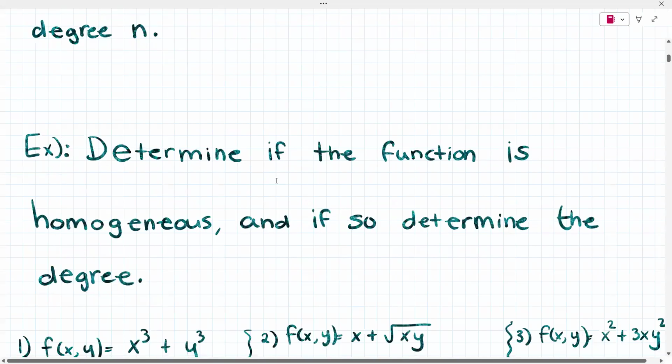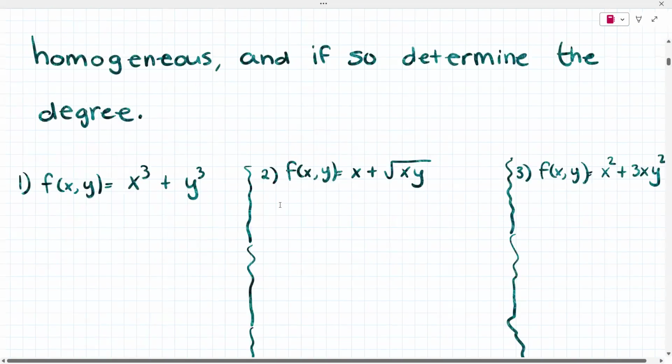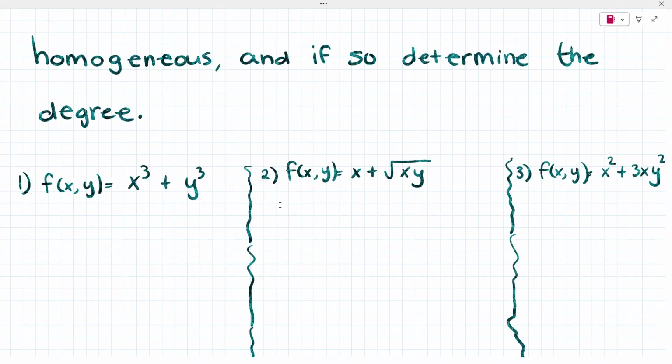So let's do some examples and determine if the function is homogeneous. If so, determine the degree. So we're not solving, we're just figuring out if these equations are homogeneous.